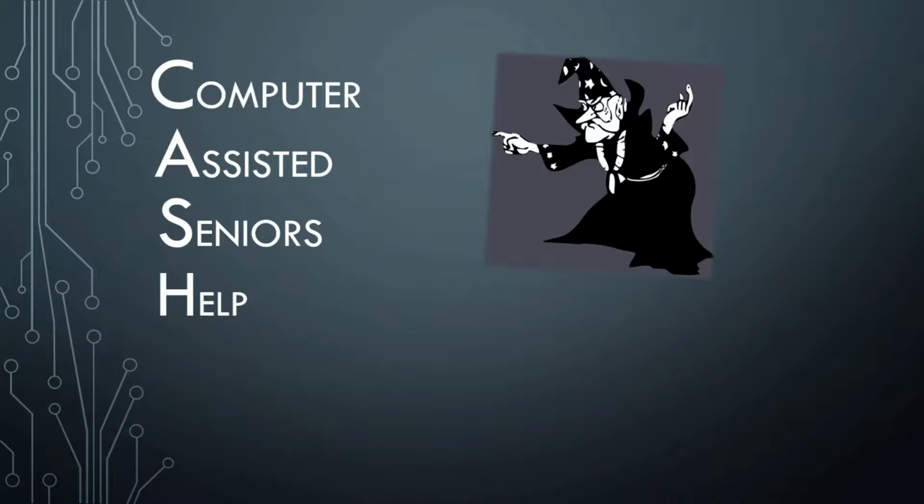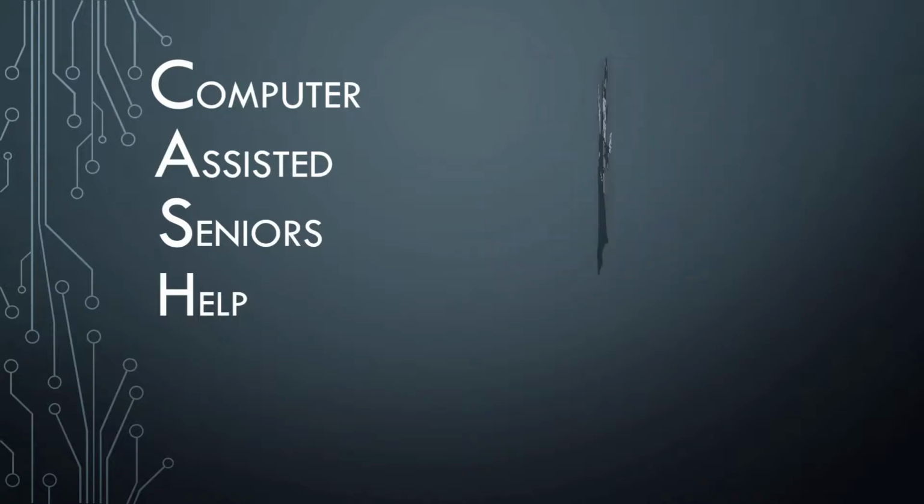When you reach a certain age, functions such as sight, hearing, and memory begin to fade. This video is one of several I have created to help senior citizens use their computers to make up for these shortcomings.